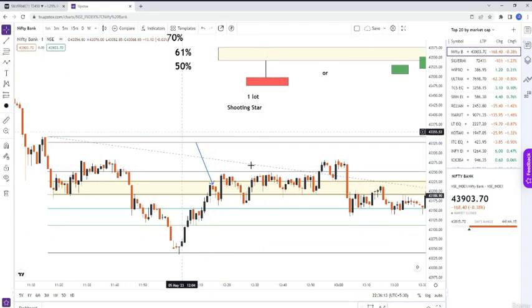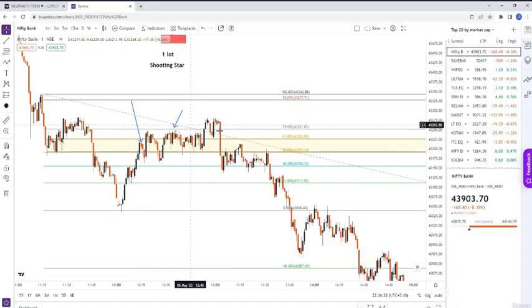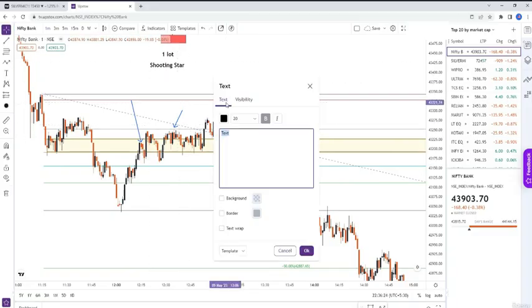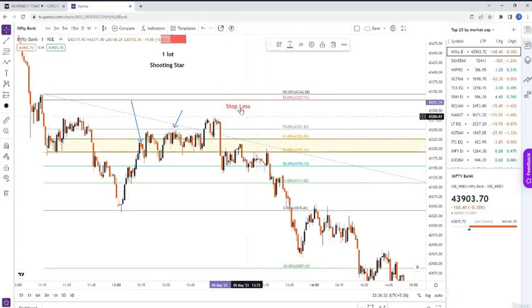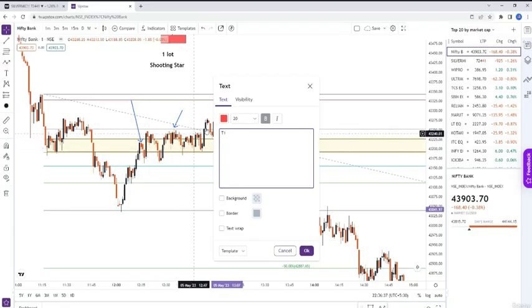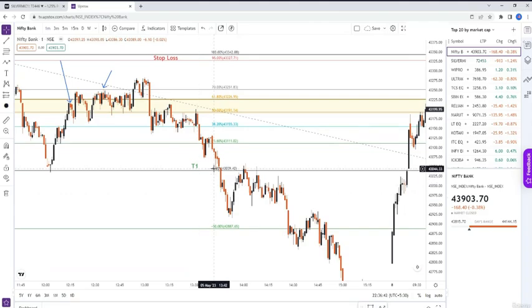Then the second lot will go as soon as it touches here, you see. That's it, so my two lots are entered, one here, one here. This is my stop loss and this is my T1. Now if you had trailed based on swings, like this swing, then this swing, then this swing, then you also booked T2.